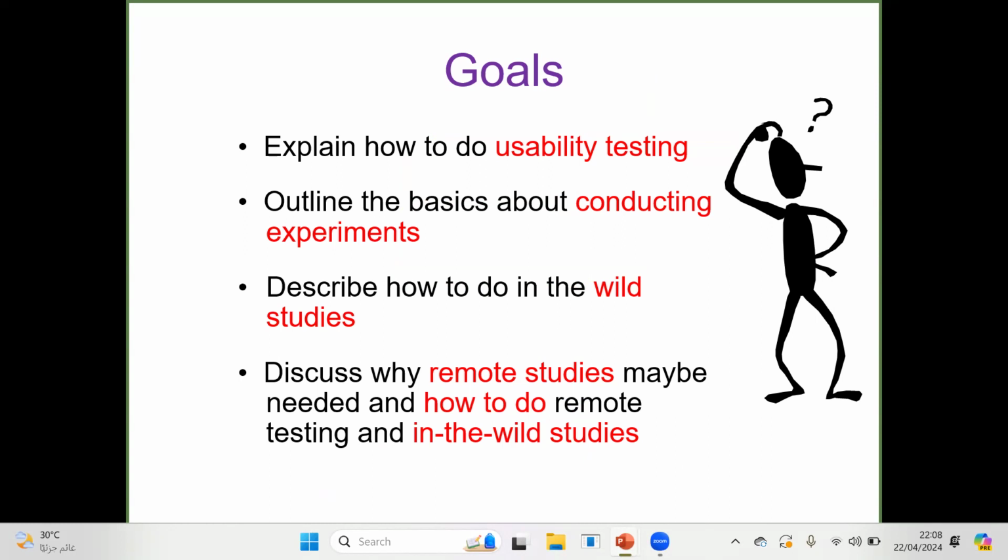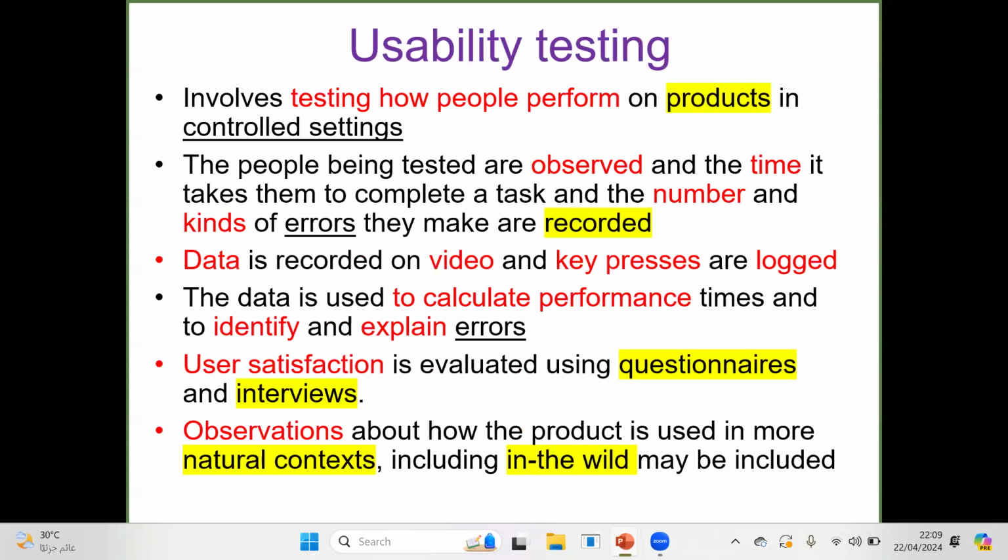It also discusses remote studies or remote evaluations, the need to carry them out, and the procedures involved in carrying out in the field studies. By studies, we mean evaluations. Evaluations might include questionnaires or interviews.